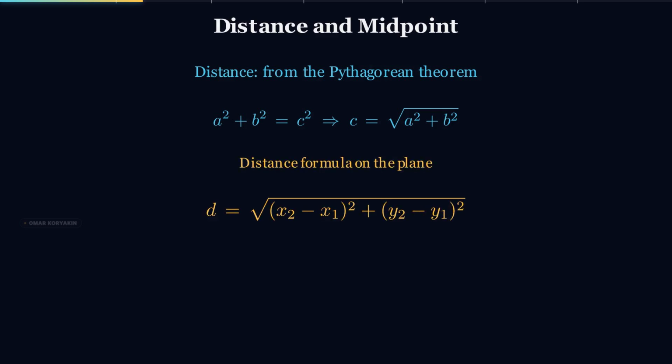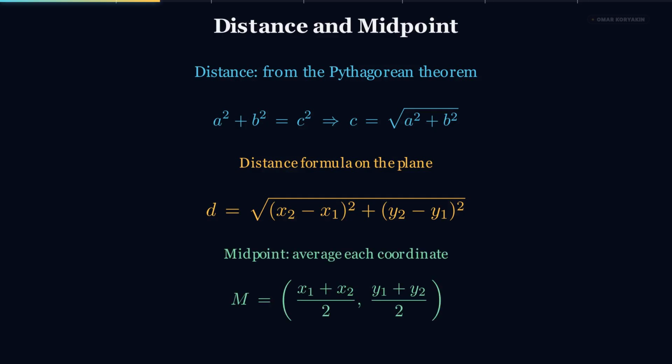Here is the distance formula in symbols. D equals the square root of the quantity x2 minus x1 squared plus y2 minus y1 squared. Memorize this one line. It is the same Pythagorean theorem you have known since middle school, just written in coordinate form. The formula works regardless of which point you label as 1 and which as 2, because the squared differences are unaffected by sign.